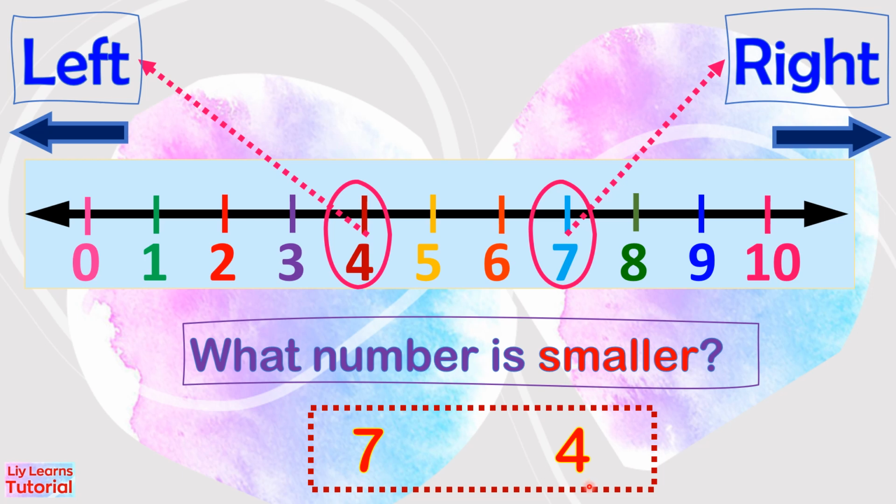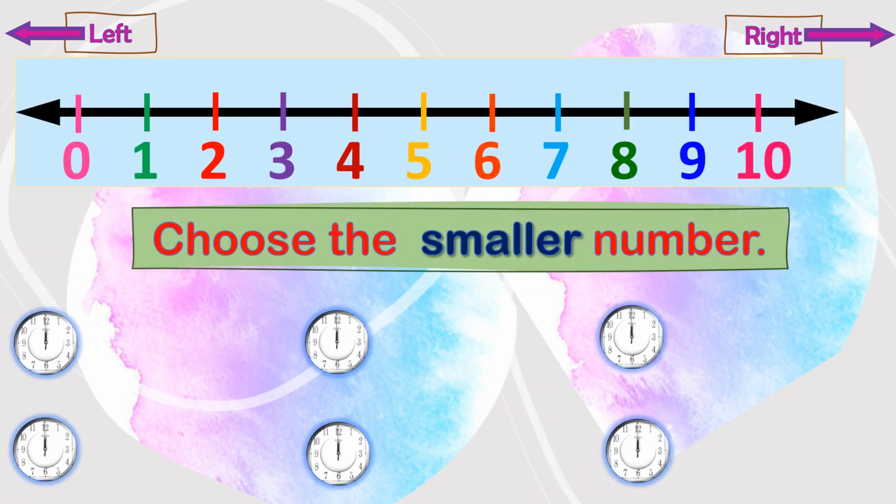4. Why is 4 the smaller number? Because it's at the left side. Correct. Good job. This time, choose the smaller number. Ready? Go.